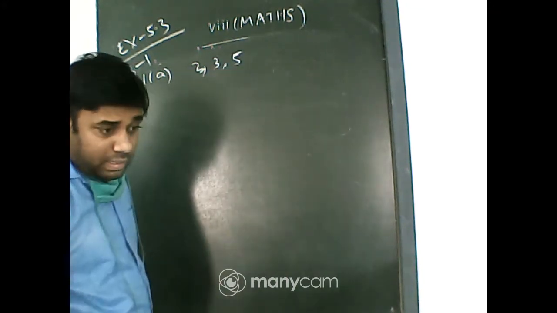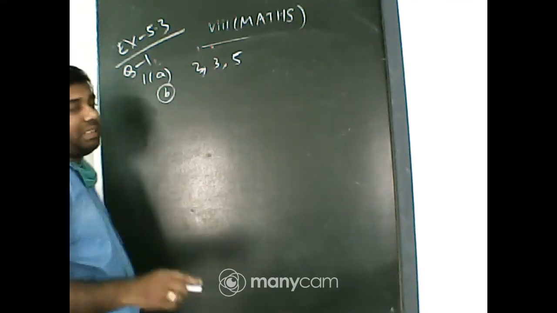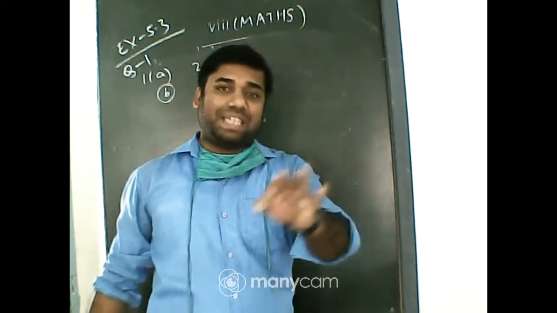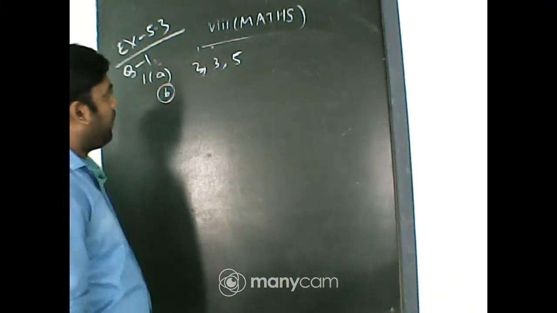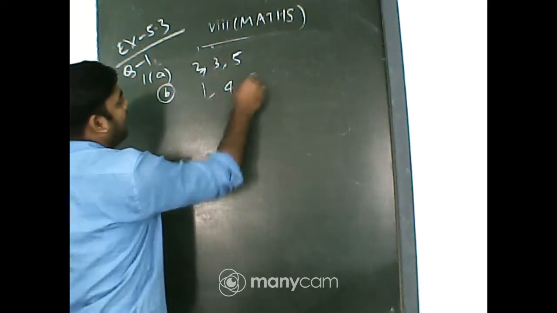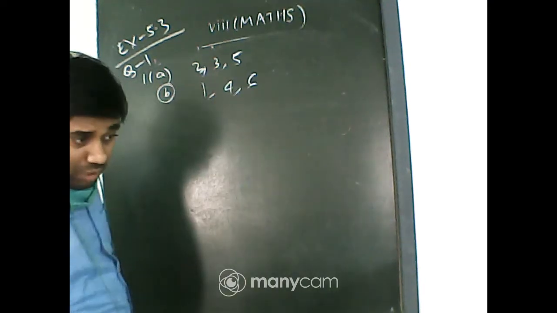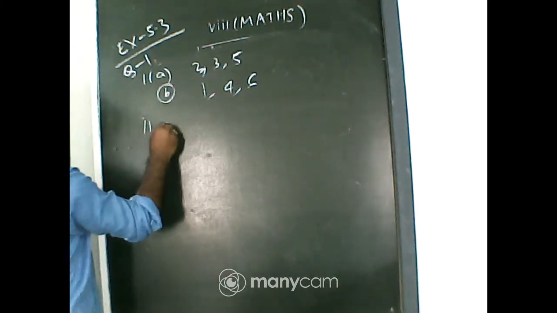Next, B: not a prime number. A die is thrown means 1, 2, 3, 4, 5, 6. Among them, 2, 3, 5 are prime numbers. Then not a prime number you will get 1, 4, and 6. Clear? 1, 4, and 6.